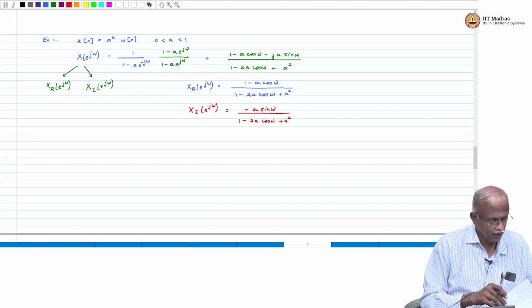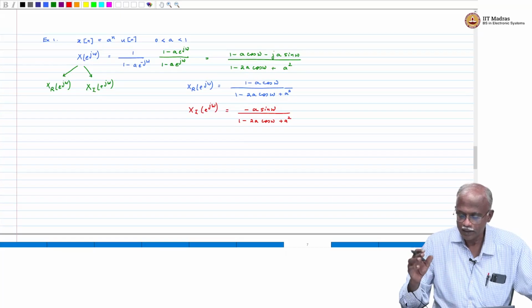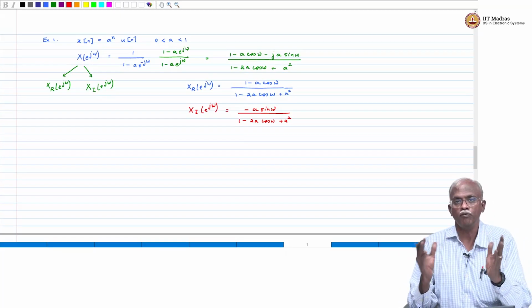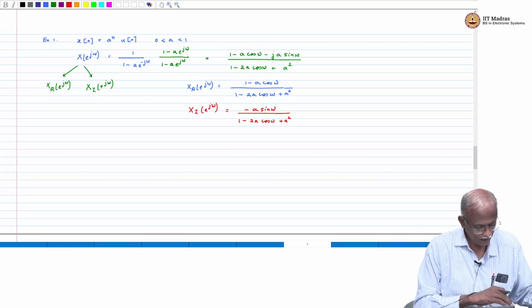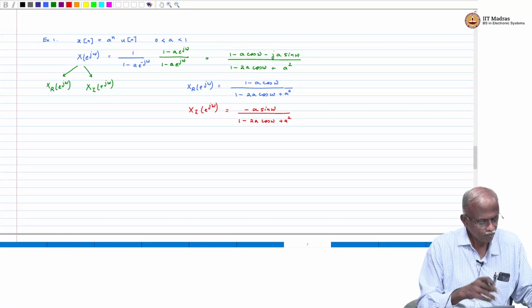So, this is one type of calculation which is helpful for you to have. This is also useful when we are working with the Z transforms.